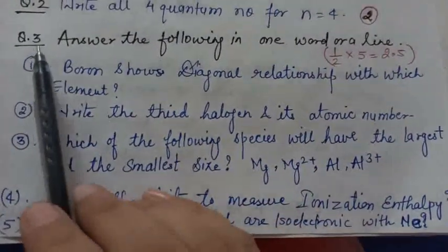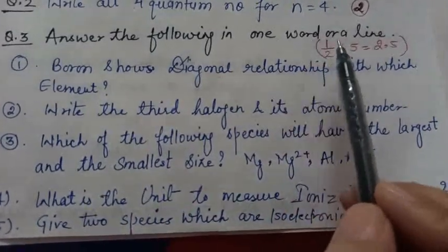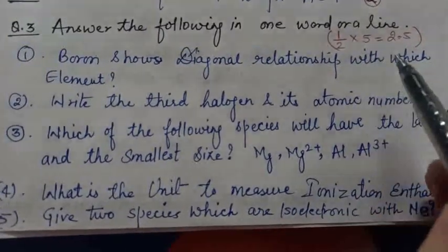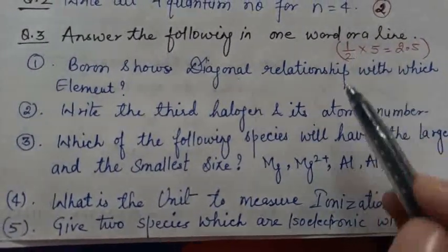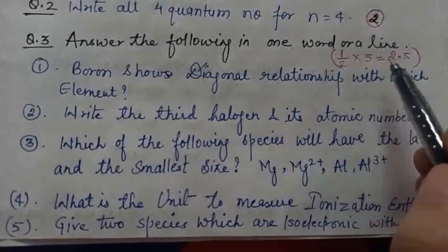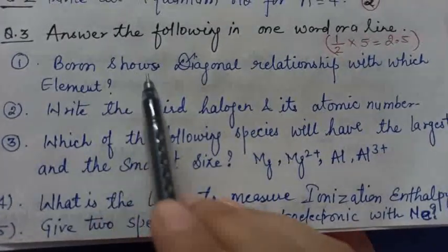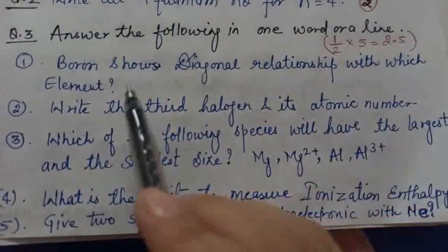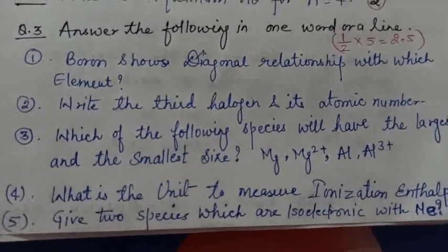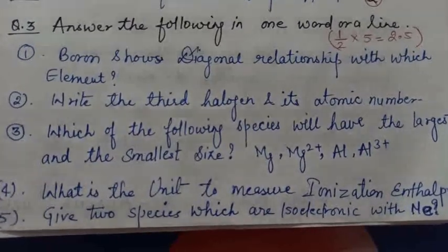Then question number 3 is, answer the following in one word or a line. Again one word or one line, not more than that. No theory needed perfectly. Again there are 5 questions for half mark each. So 5 questions, half each is 2.5, right? So the first question is, boron shows diagonal relationship with which element? You have to write the name of the element. Do not write symbol, okay? Write the name. If spelling is wrong, I'll give you 0.